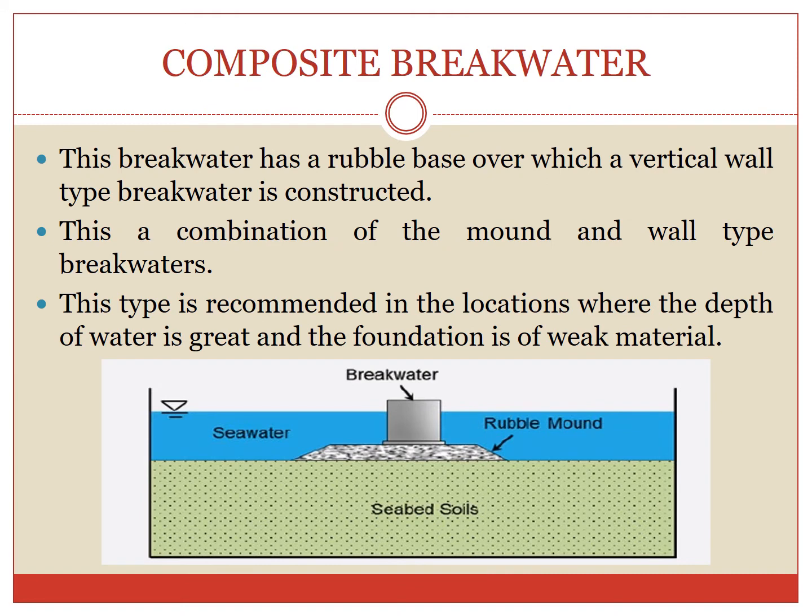Next we move across to the composite breakwater. Now what is a composite breakwater? As you can see in this figure, the bottommost part of that breakwater is built of rubble masonry and the topmost is built as a vertical wall type structure. This means it is a combination of mound and wall type breakwater. This type is recommended in locations where the depth of the water is great and the foundation is weak.